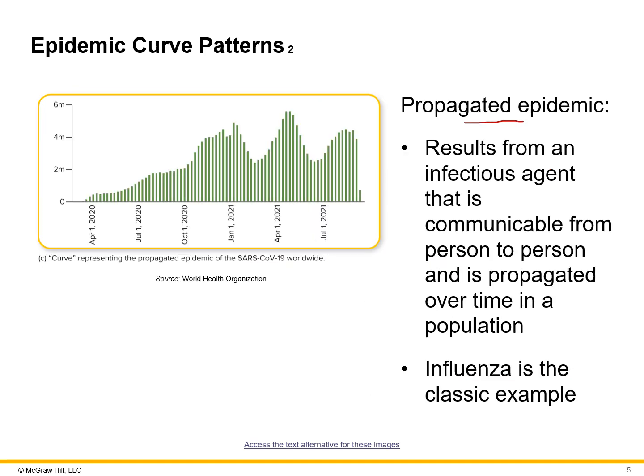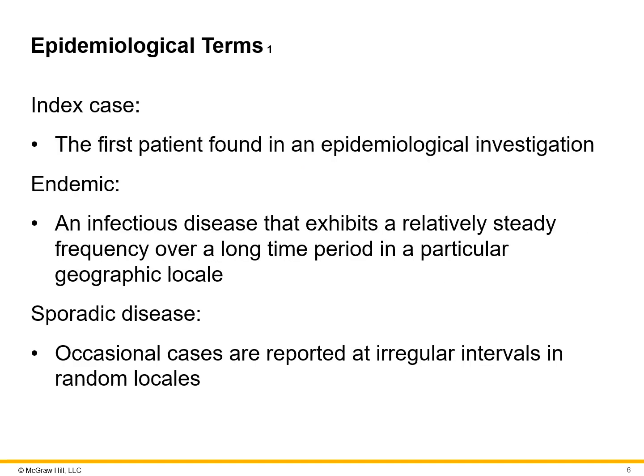And then our last one, the propagated epidemic. This is where the infectious agent was communicable. So it's from person to person, and it is propagated over time. So here we have transmission between people, and it occurs over time. So for example, influenza is an example of a propagated epidemic.